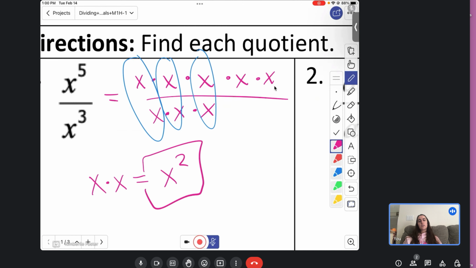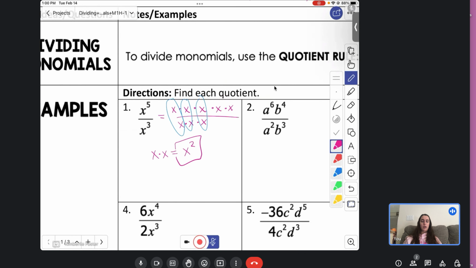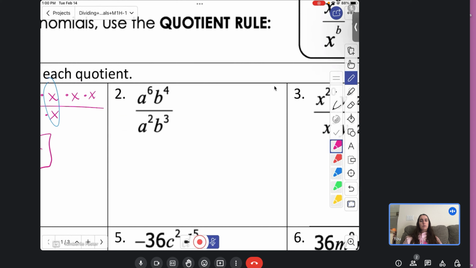So instead of having to expand everything and see what divides out, we can just subtract the 5 and the 3, okay? So that is why the quotient rule, that's where it comes from, basically. It's why we subtract. In order to subtract the exponents, though, they have to have the same base. They have to have the same variable. So for example, I can't subtract the 6 and the 3 here because one's an A and one's a B.